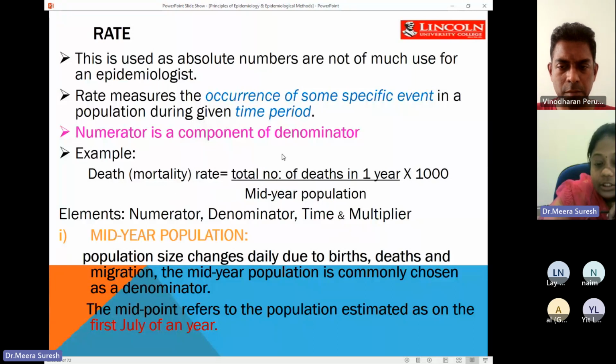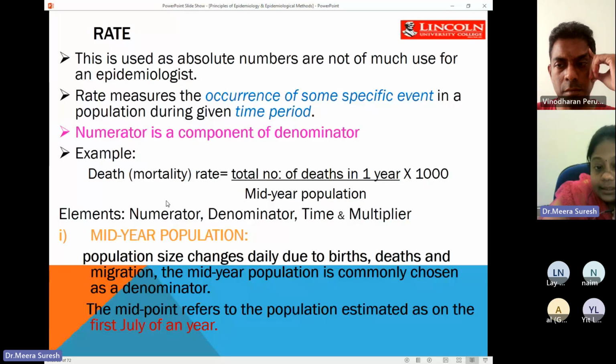For mortality rate, it will be the total number of deaths in 1 year. Usually, in epidemiology, unless it is specifically mentioned, the time period we take is 1 year. Otherwise they have to mention the time period. If it is not mentioned, that time period is considered as 1 year. So even the example that I told you is not complete in one sense, because I didn't mention in which time period that death rate is. We have to complete that sentence, then only we will understand.